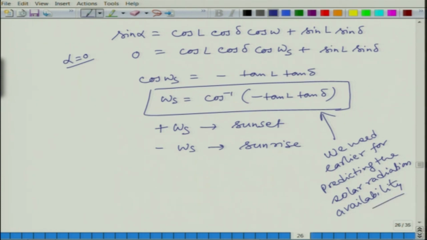And we also would like to know the day length, right. Day length will be what? It will be just the difference in time between the sunrise and sunset. So, it will be just 2 into omega s. Now, this is in terms of angle.